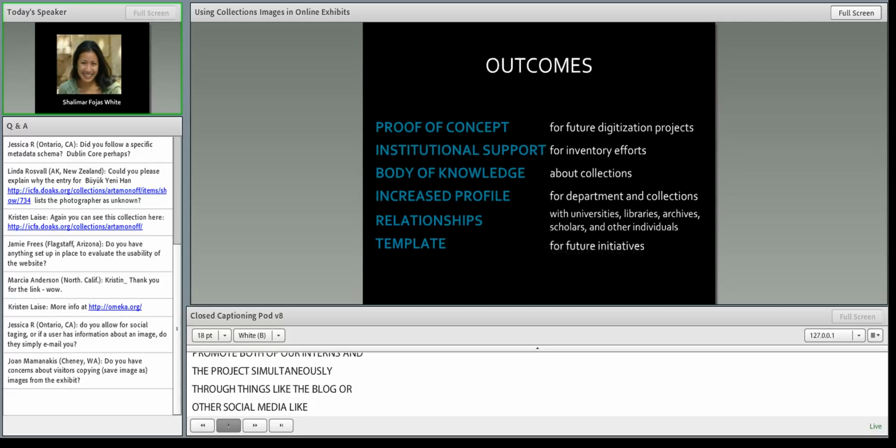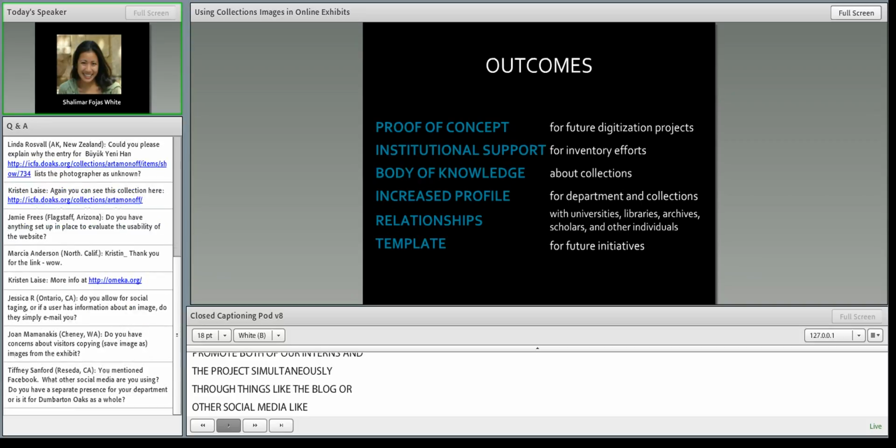And then finally, the Artamonoff project has provided us with a template for future initiatives, which will continue to focus on expanding the audience for our collections. That formula of a scholar working in conjunction with librarians and archivists, with the assistance, of course, of an outstanding intern, has proven successful. And this is a model that we hope to continue to apply in the future.